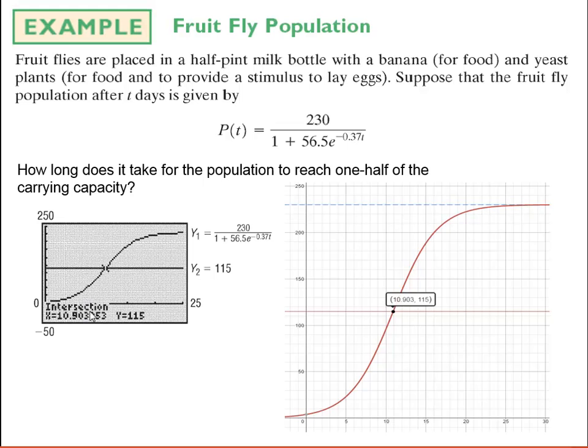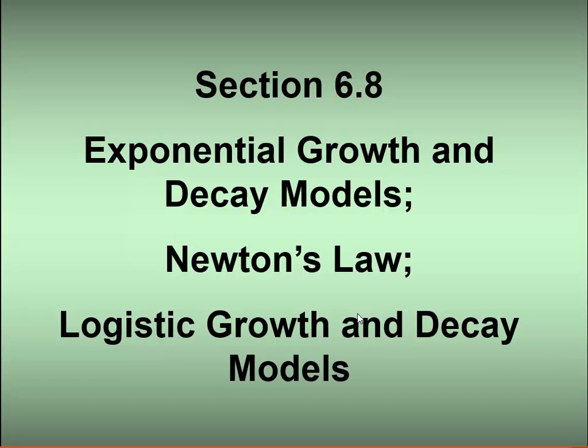And then I did this on Desmos as well. Here's my exponential model. Here's my carrying capacity of 230. I went ahead and graphed y equals 115, and I could see that intersection point of about 10.9 days. All right, so that's everything we wanted to cover in 6.8, applications of exponential models.